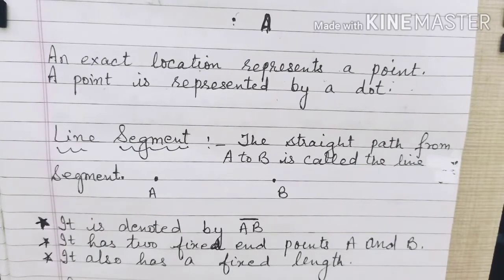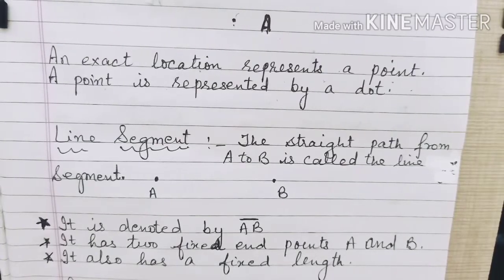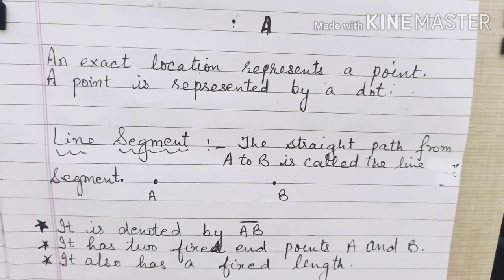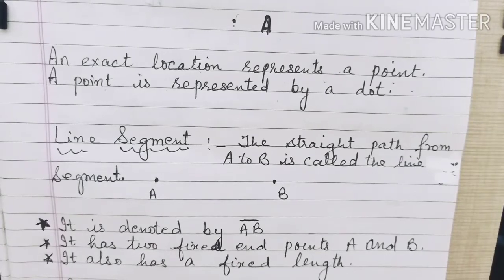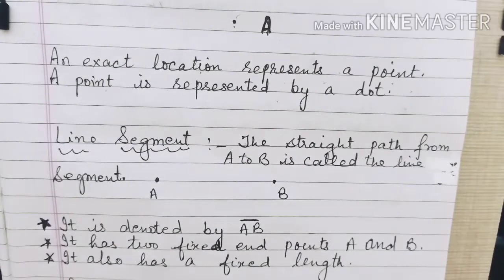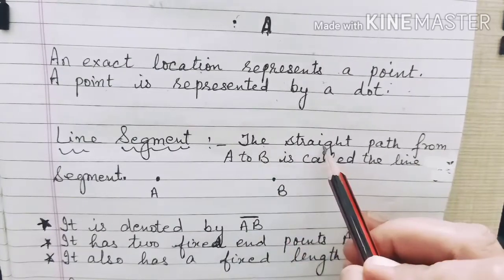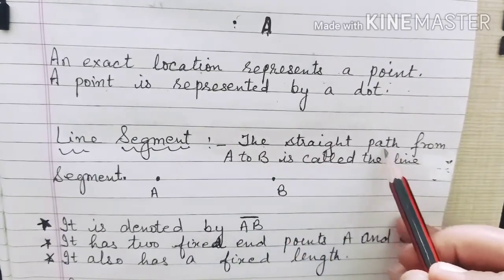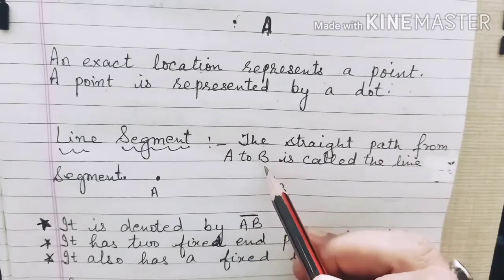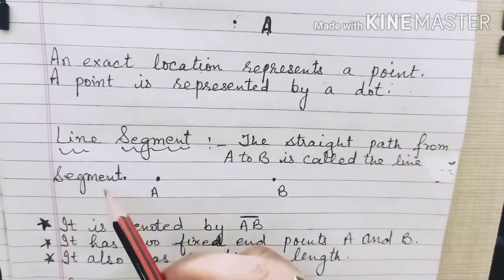Next point we can take: line segment. What is a line segment? A line segment is a part of a line. We can take here the straight line path. Path means rasta. From A to B is called the line segment.